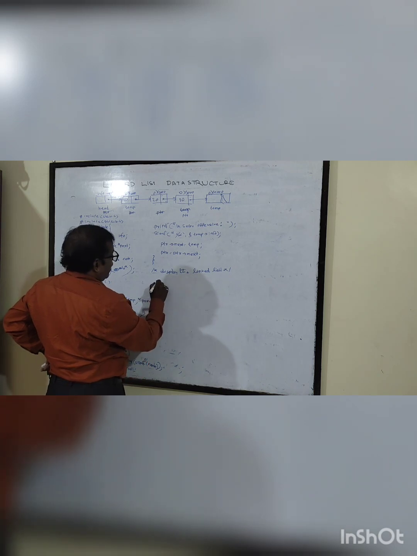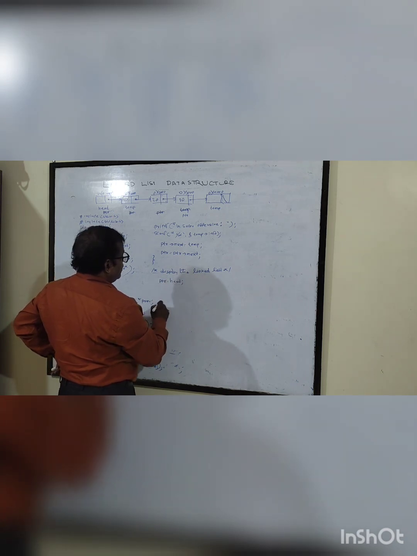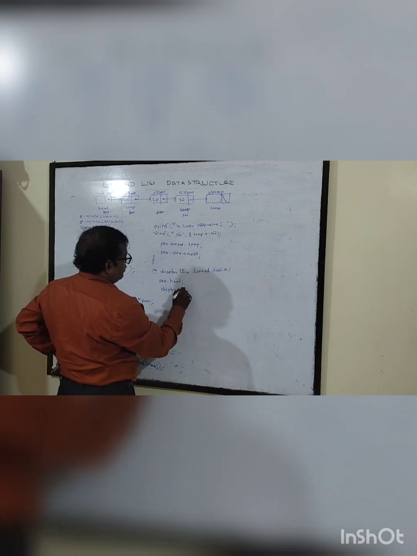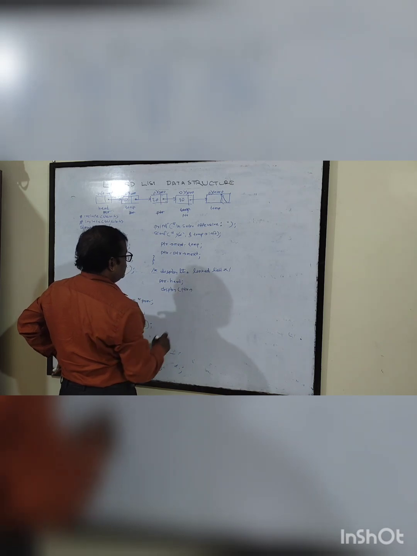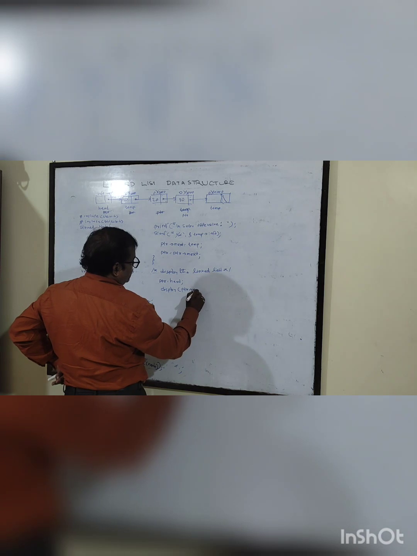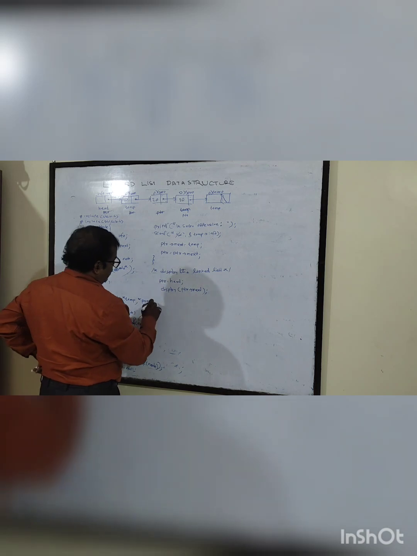What will I pass here for calling this function? I will pass PTR equal to head here, and I will write display of PTR of next. I will pass PTR of next to this one. This is all about my display. How it will work, I am telling you very shortly.